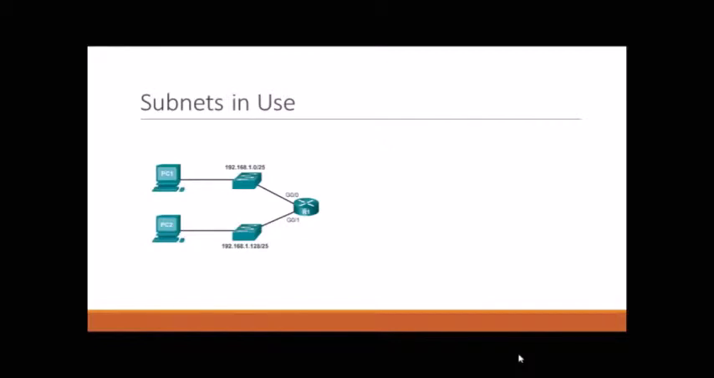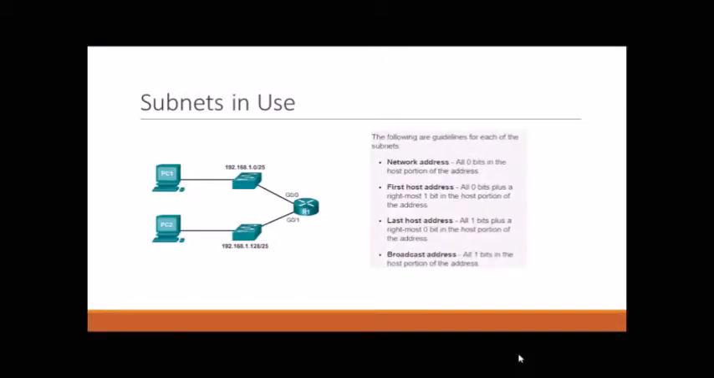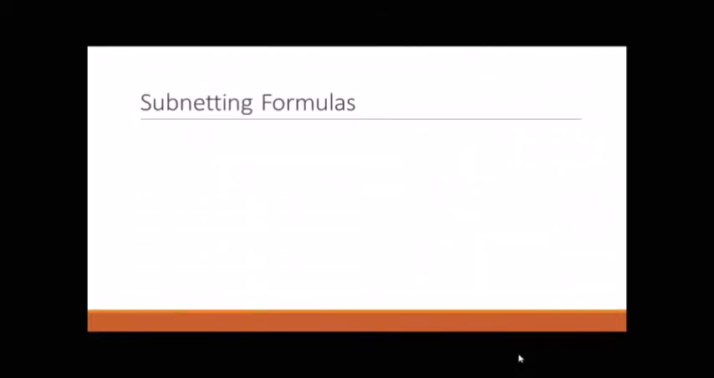Subnets in use. As shown in the image, the router has two LAN segments attached to its gigabit Ethernet interfaces. To assign an IP address for each of these interfaces, it is necessary to determine the range of valid IP addresses for each subnet. A guideline to determine each of the subnets is divided in four with their unique specifications: network address, first host address, last host address, and broadcast address, as shown in the image.